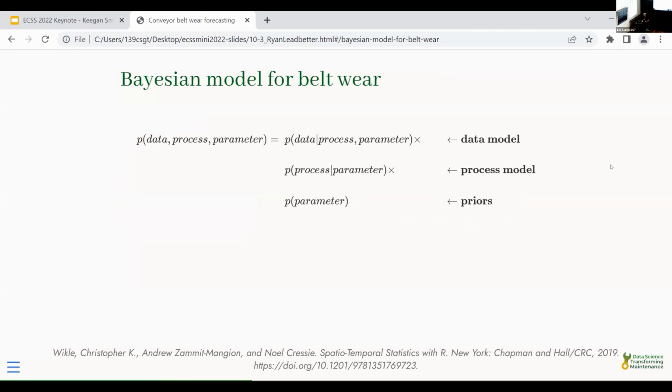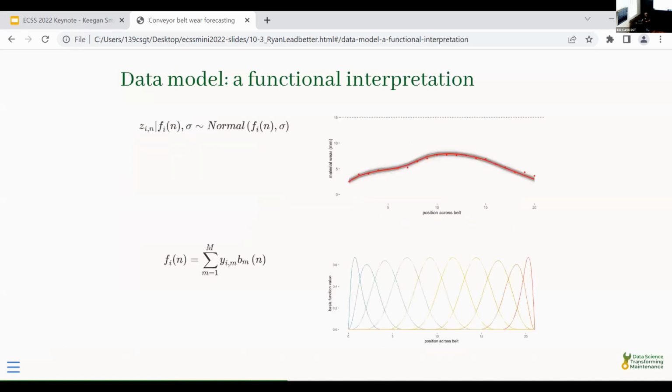So to help them do this, we've developed a Bayesian hierarchical model. And rather than specifying a large complicated likelihood, we use a set of conditional models. So in the data model, we model the observation process, and then the process model describes the actual degradation process itself. And then in the parameter model, we're describing our uncertainty about the parameters, or our priors.